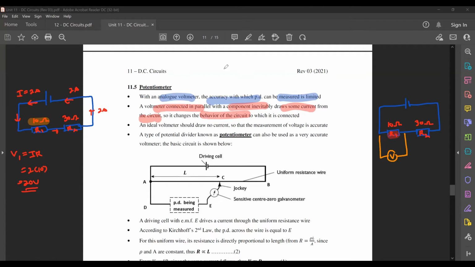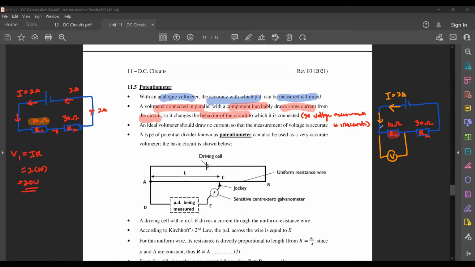So the voltage measurement is inaccurate already. Why do I say this? You see, if your voltmeter can draw some current, what will happen is this. Your current, maybe it is 2 amps, still the same 2 amps as before, just to illustrate the example.